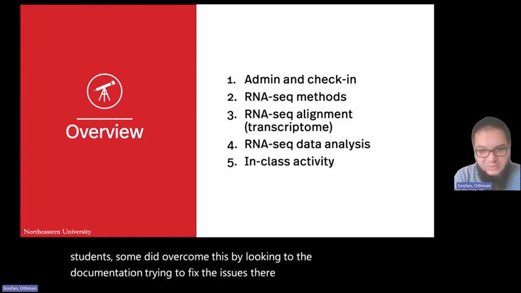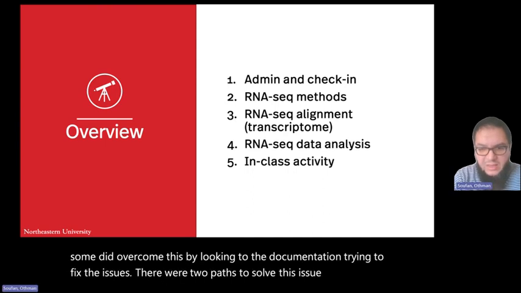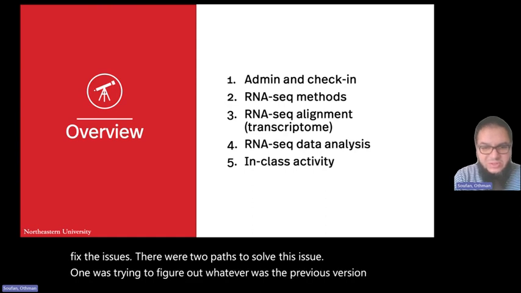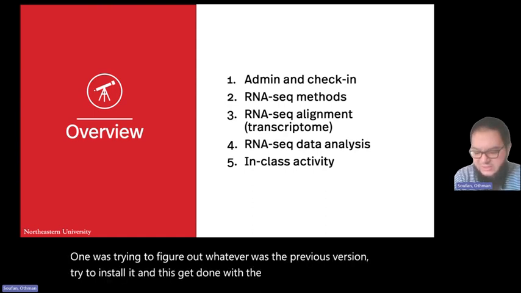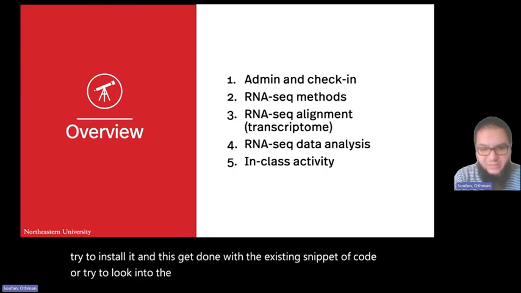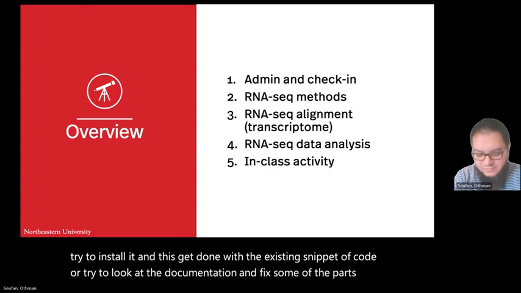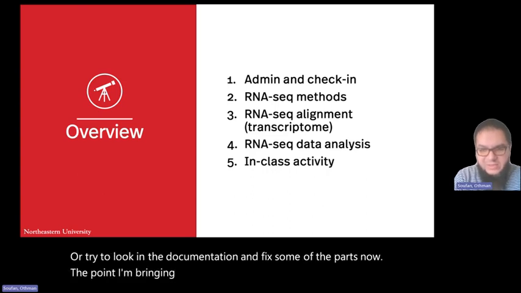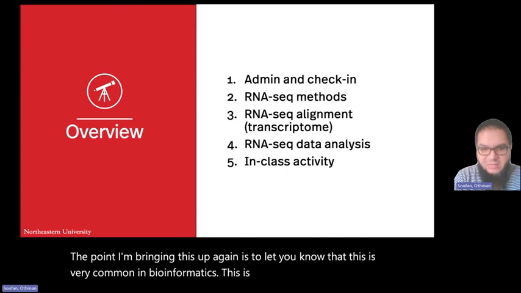There were two paths to solve this issue. One was trying to figure out the previous version, install it, and get this done with the existing snippet of code. Or try to look at the documentation and fix some of the parts. Now, the point I'm bringing this up again is to let you know that this is very common in bioinformatics. This is very common, meaning that you may end up running some tool.